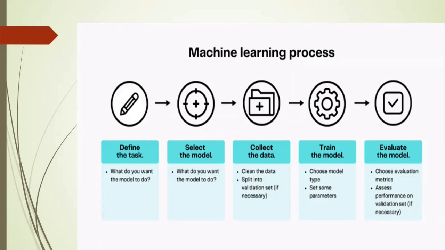Let's say the task is summarizing the story. Select the model, what you exactly want. So you need to select a model. Model means the data set would be there and you have to fix the parameters, like the summarization should be within some words, let it be 50 words or 100 words. Then you could collect the data.